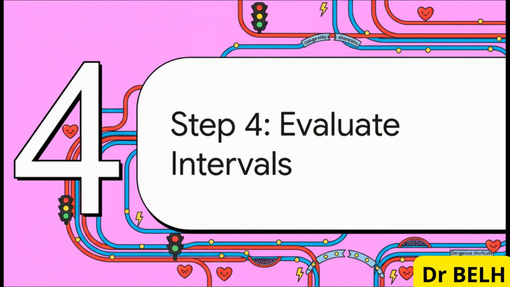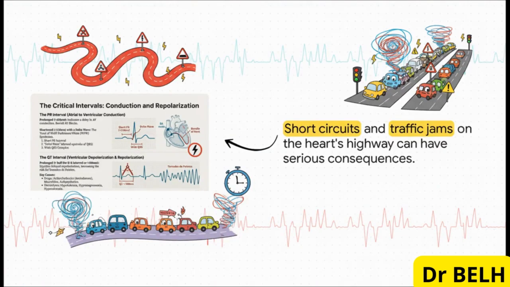Now for step 4, we're going deeper. We're going to look at the timing of the heart's electrical highways. Because let me tell you, delays or dangerous shortcuts here can be the very first sign of some really serious trouble. And there are 2 intervals you absolutely have to pay attention to. First, if you see a short PR interval and it has this little slurred upstroke, we call that a delta wave. That screams Wolff-Parkinson-White syndrome.